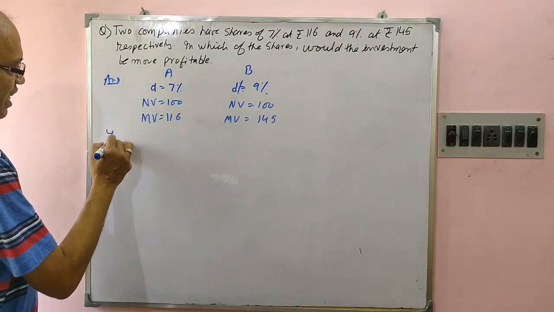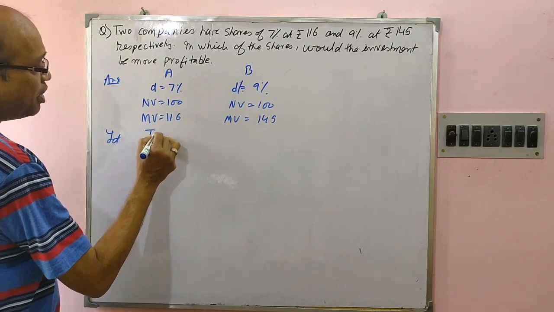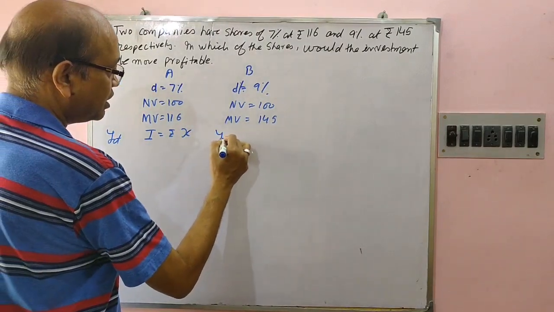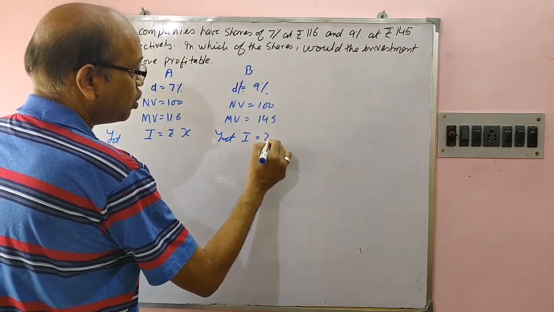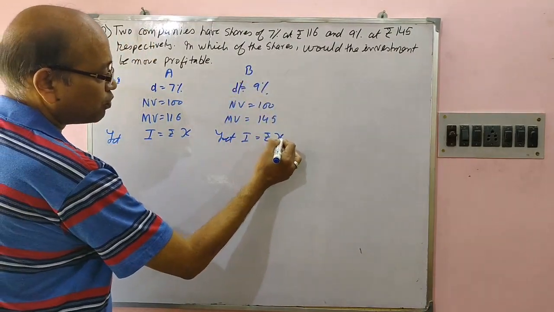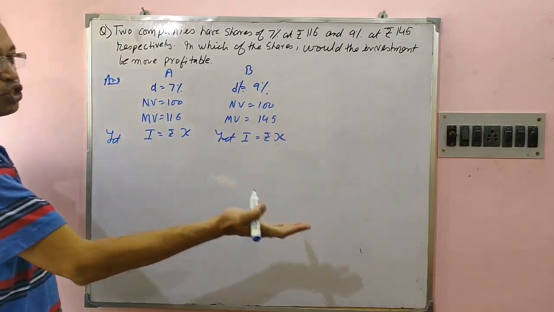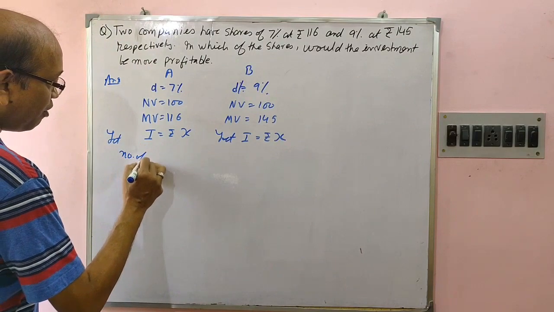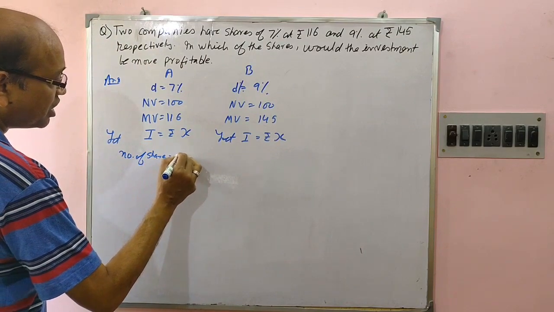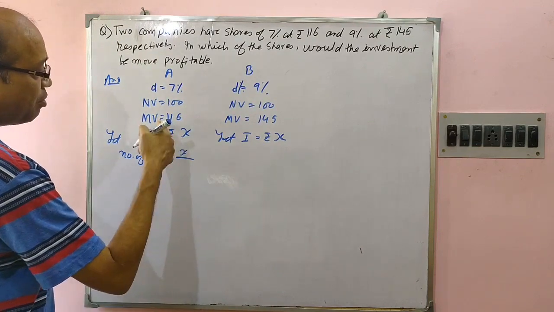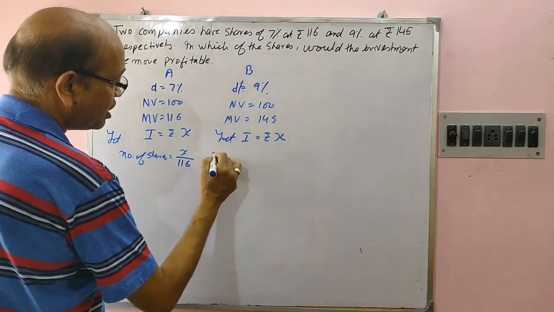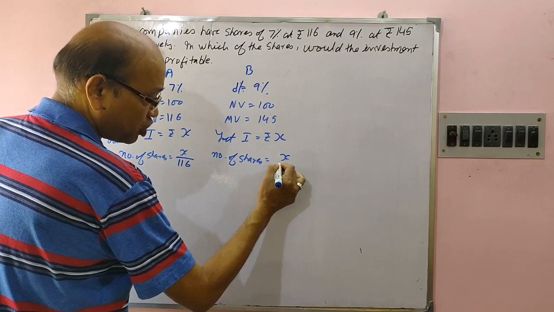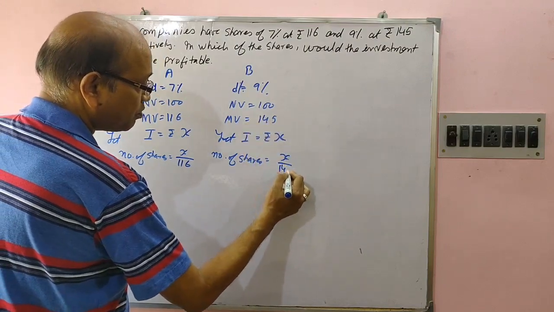Now, let investment be rupees X. For both the cases, let investment be rupees X, because for the same investment, which will give me more profit, that is more profitable. Therefore, number of shares is investment by market value.